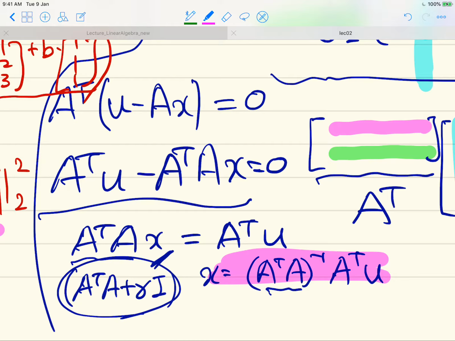But if it is not, then we can use this A transpose A plus gamma I to make this matrix invertible. Okay. And also, even though we will not cover this, this has a really nice interpretation from the perspective of probability theory. In this case, it is equivalent to just imposing the Gaussian distribution prior on our parameter x.